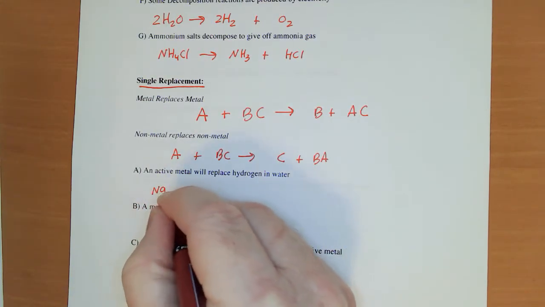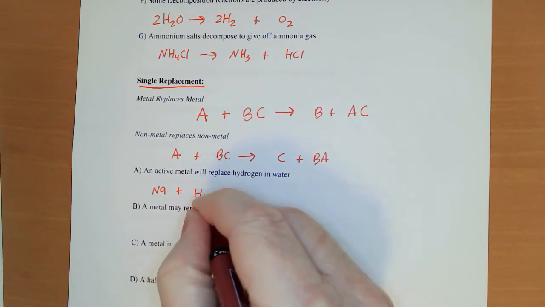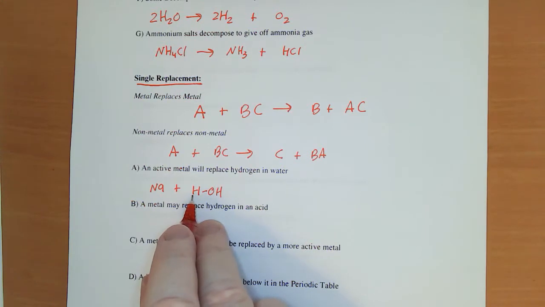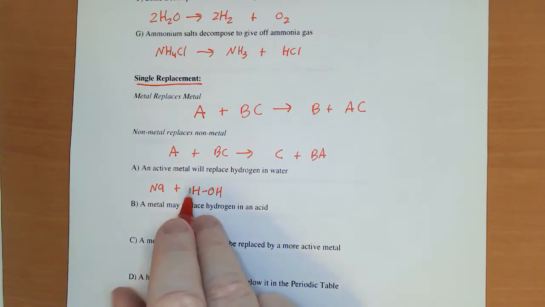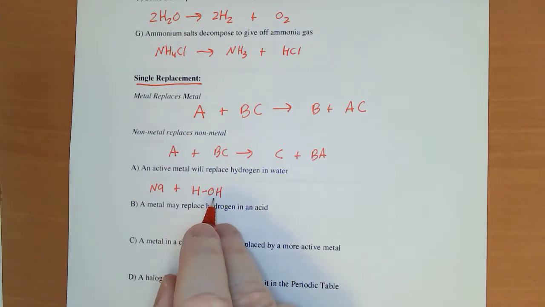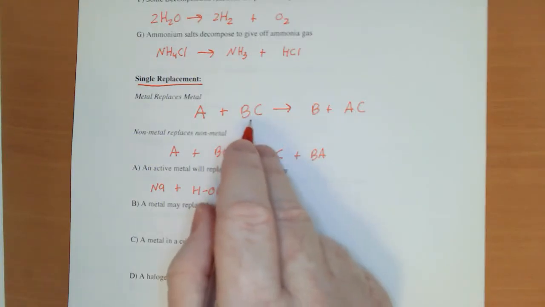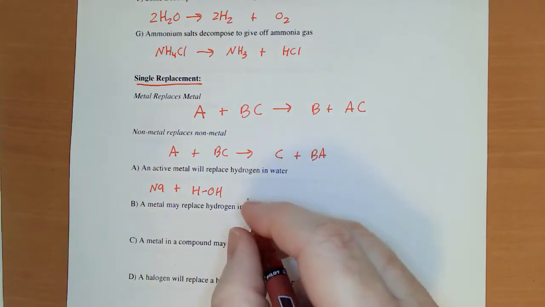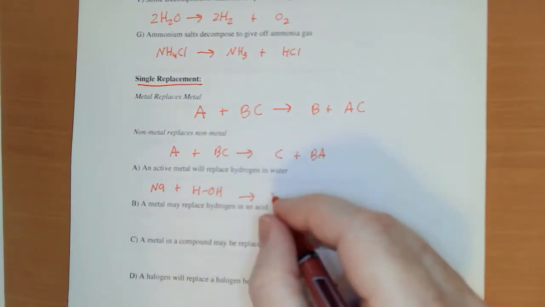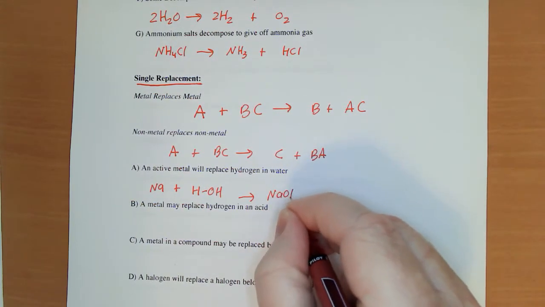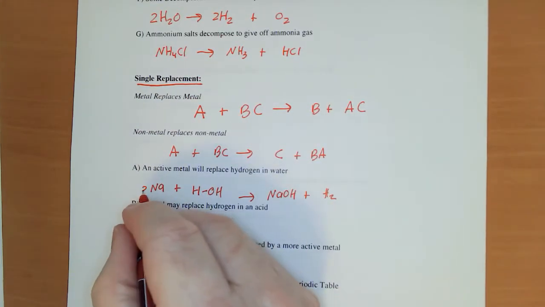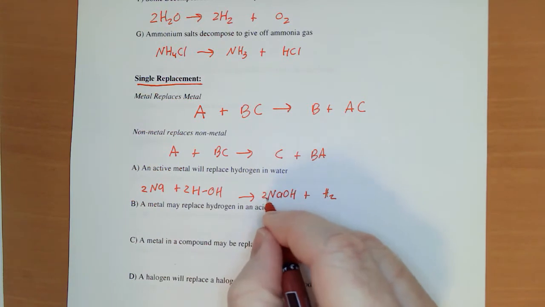Sodium is an active metal. It can react with water. And I'm going to write water as HOH, because H is the positive part, what we'd be referring to as the guy, and OH is the negative part, what we'd be referring to as the girl. Non-metal, metal. Okay. The sodium kicks out the hydrogen, it forms NaOH and H2. To balance it, we put a 2 there, a 2 there, and a 2 there.